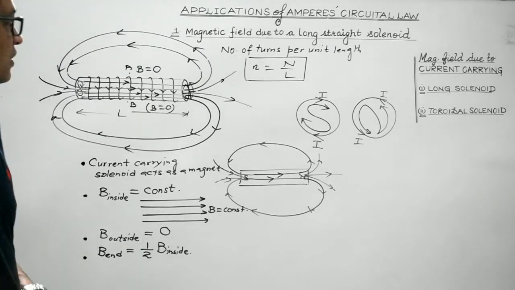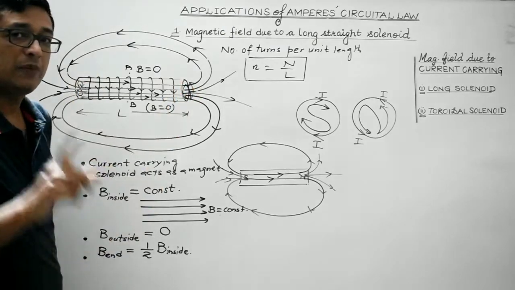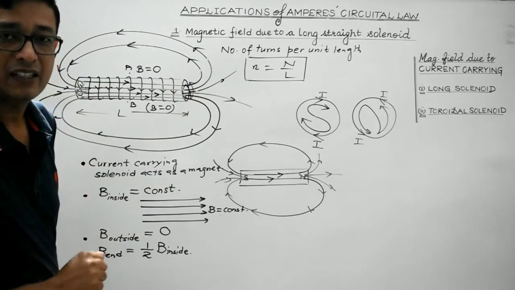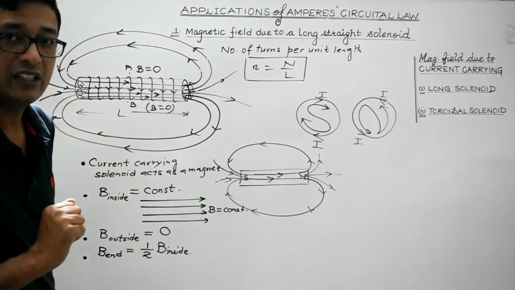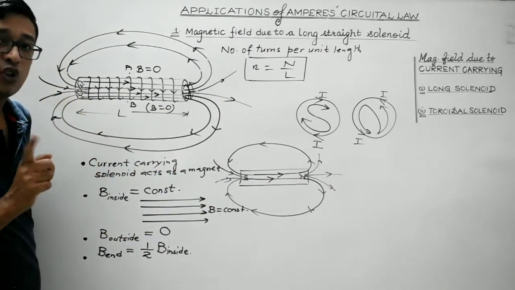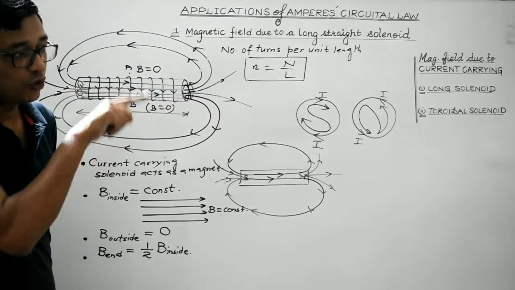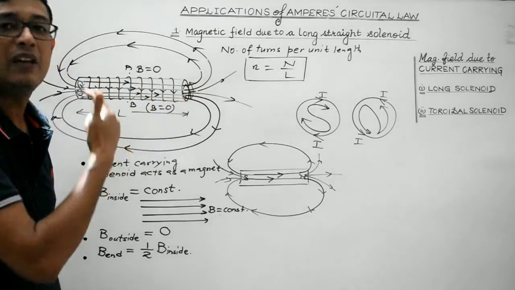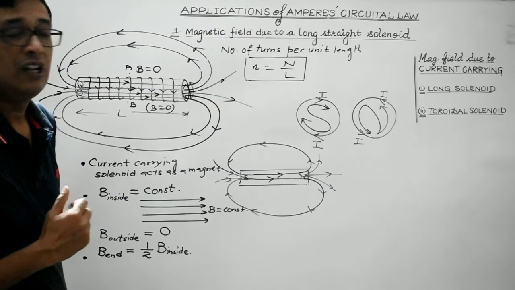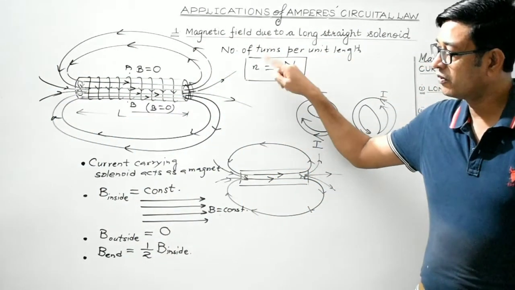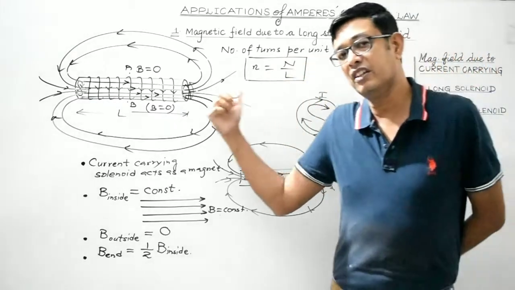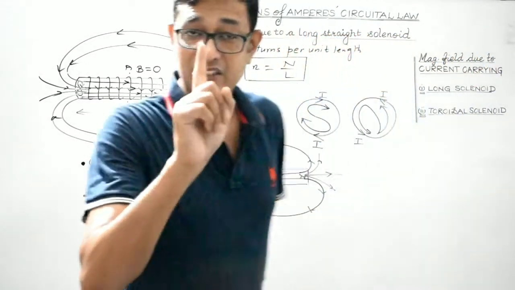I repeat, students. A current carrying solenoid behaves as a bar magnet. One end of it behaves as the south while the other end behaves as the north, right? The end of the solenoid through which current appears to be flowing in the clockwise direction will behave as the south pole, right? While the other end of the solenoid through which the current appears to be flowing in the anti-clockwise direction will behave as the north pole, right? This is the first point.